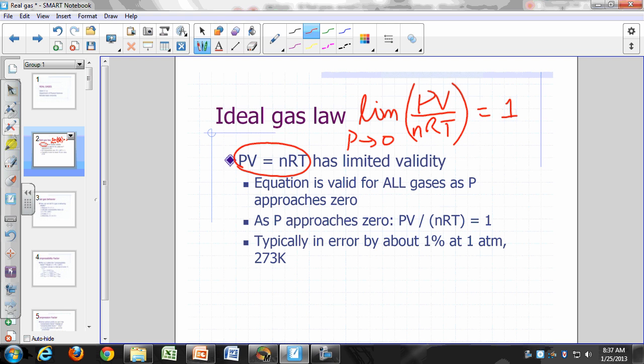Okay, and we said that typically under ordinary conditions, around 1 atmosphere and room temperature or 0 degrees Celsius, close to that, you'll be off from ideal by about 1%. So let's see how we can handle deviations from ideal gas behavior.